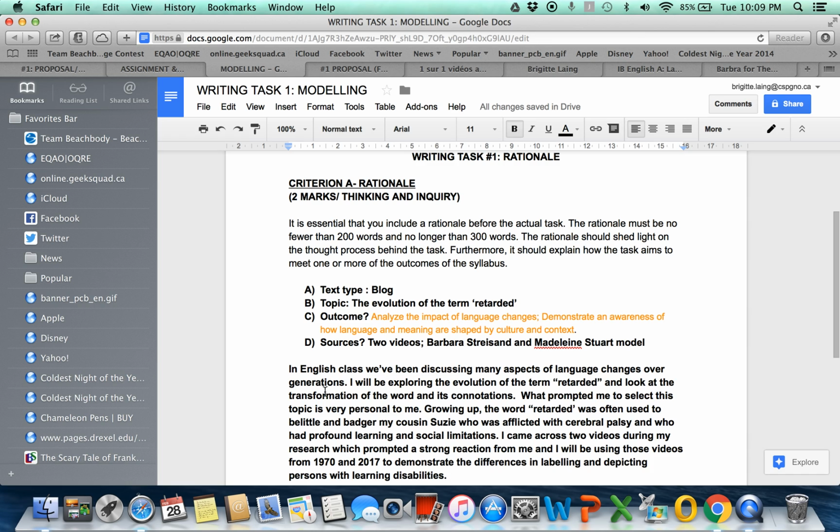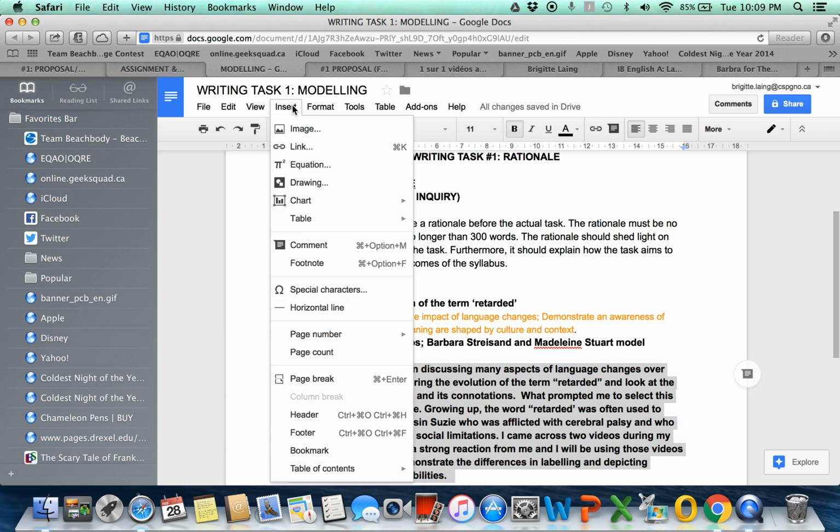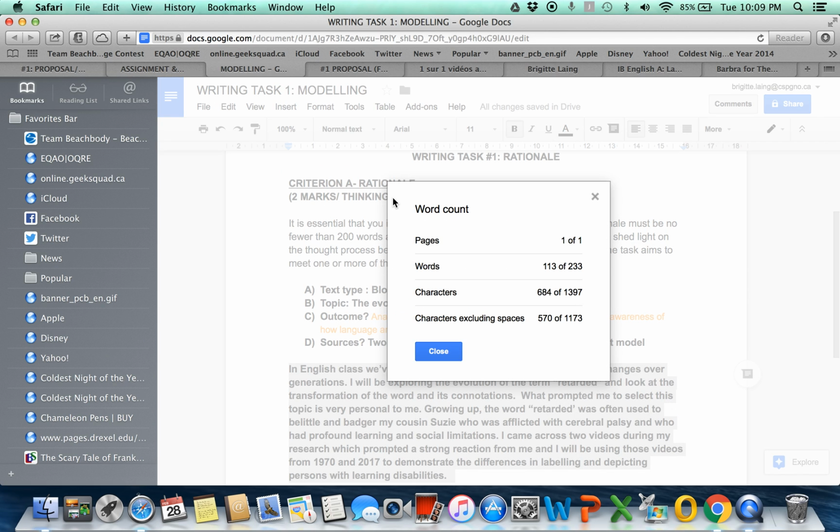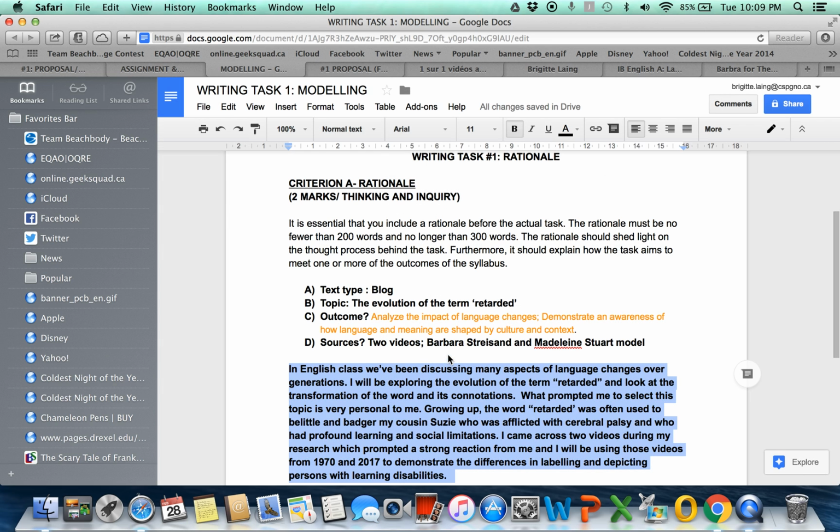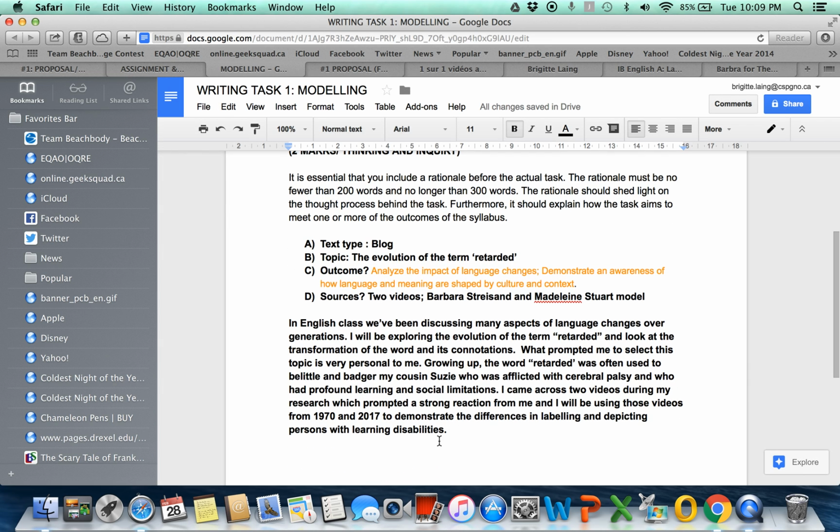All right, I don't know how many words I have. So here's how you check. It's in tools, word count. So I'm already at 113 words, and I'm not that far in. So what I could add here is, oh yes, I have to add my outcomes. So I will analyze the impact of these language changes on society's perception of this minority group.